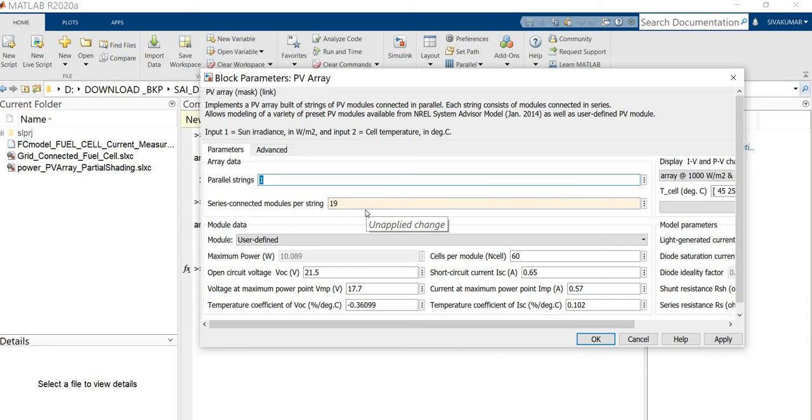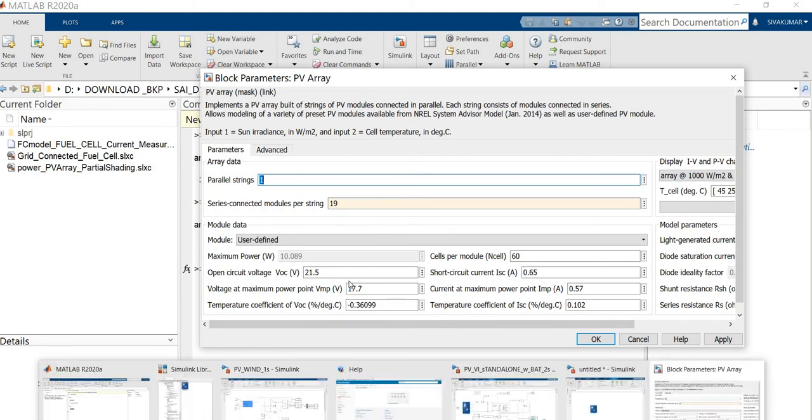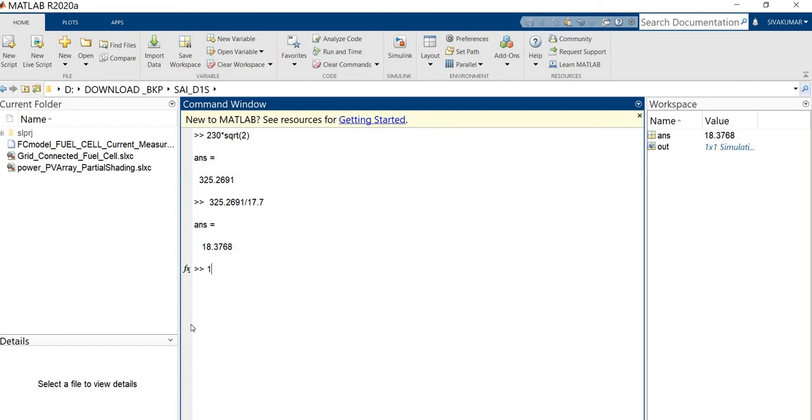Each module is rated at 10 watts. So now we are going to compute 19 times 10, which, as you know, is 190 watts. But how many parallel strings do we need? This is a 1 kilowatt peak power system.